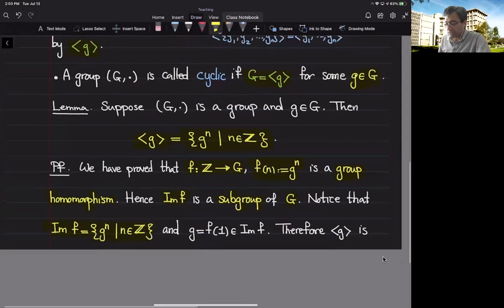Now we notice that f of 1 is g to the power 1, and that is g. And therefore, g does belong to this subgroup. Now, the group generated by g is the smallest subgroup which contains g. And this is a subgroup which contains g. Therefore, this is a subset of the right-hand side.